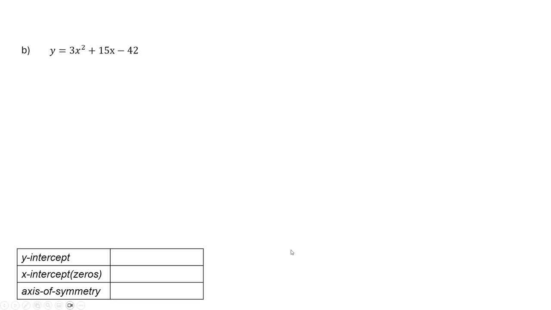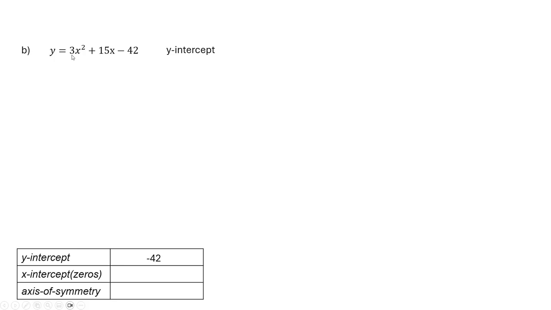In this question, our trinomial is 3x squared plus 15x minus 42. Once again, we can easily discover that our y-intercept is negative 42. Write that in here. And now we can start factoring to figure out what the x-intercepts are. This equation has a number in front of the x squared. We say that the coefficient of the x squared term is 3.